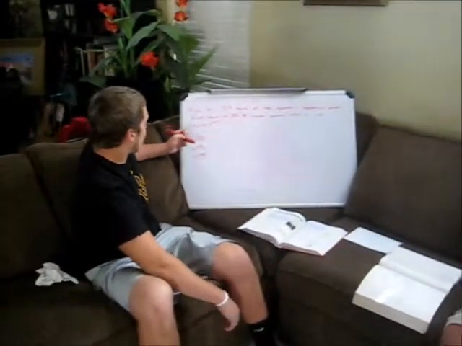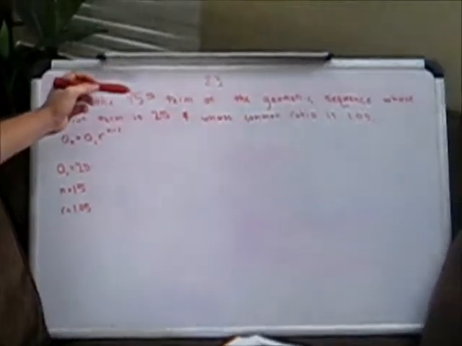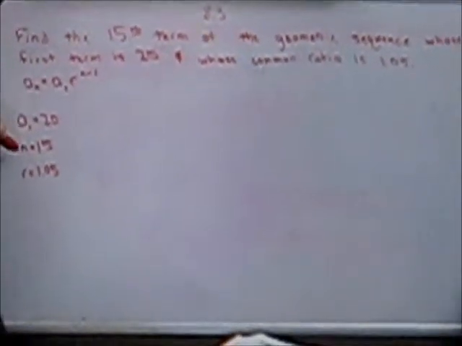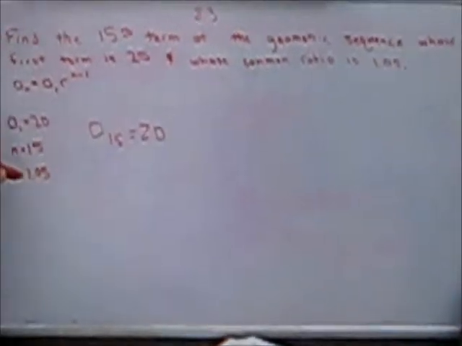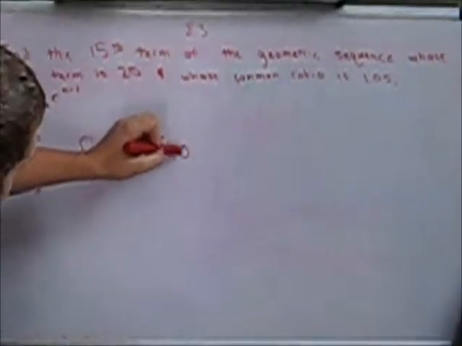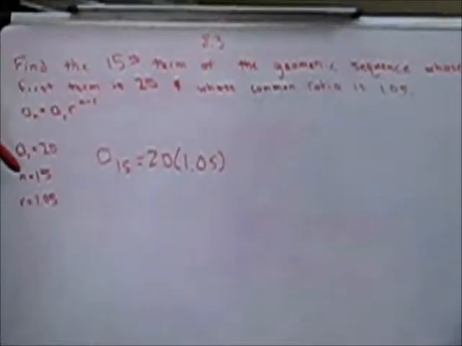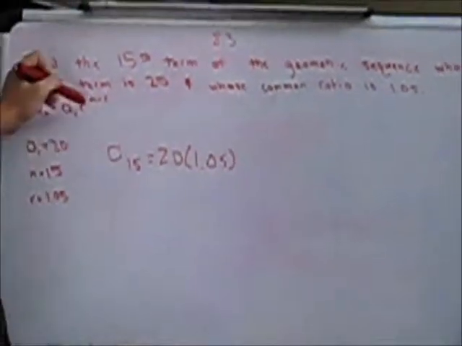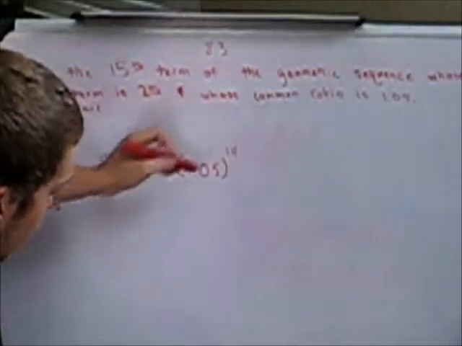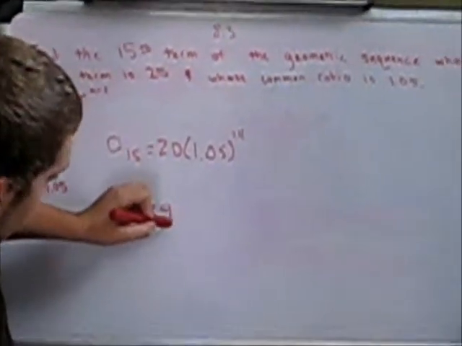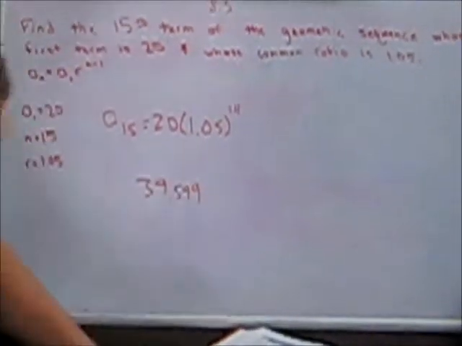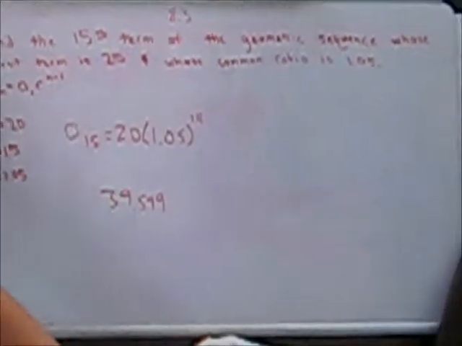We have 8.3 now. First, you gotta find the 15th term of the geometric sequence whose first term is 20 and whose common ratio is 1.05. And you use this equation. You plug in 15 for n, plug in 20 for a1, plug in 1.05 for r, and plug in 15 for n again, n minus 1, or 15 minus 1, 14. And you end up with 339.599. That's it. Oh, sounds easy enough.